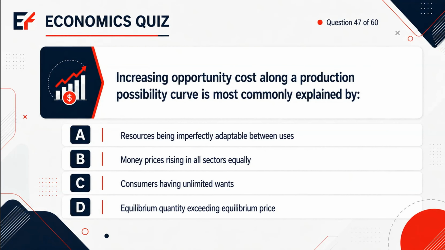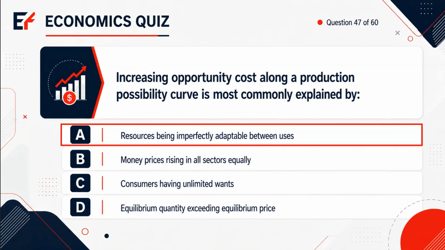Question 47. Increasing opportunity cost along a production possibility curve is most commonly explained by A. Resources being imperfectly adaptable between uses. B. Money prices rising in all sectors equally. C. Consumers having unlimited wants. D. Equilibrium quantity exceeding equilibrium price. The correct answer is A.